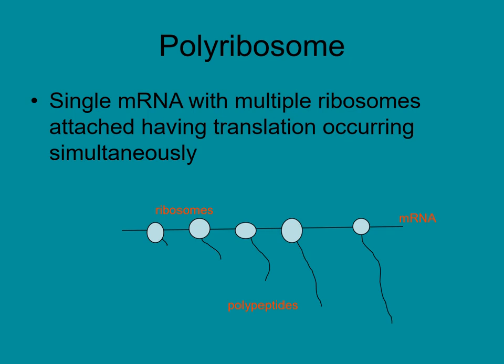To be very efficient, oftentimes a single mRNA may have multiple ribosomes attached to it so that you can have a lot of protein production at one time.